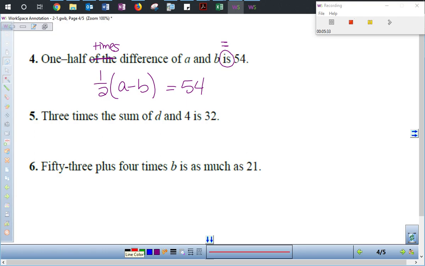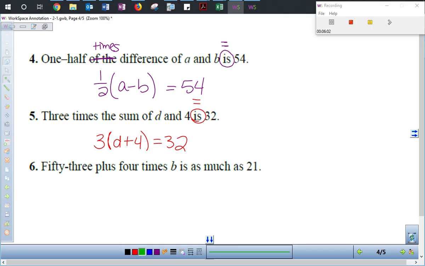Number 5, 3 times the sum of D and 4 is 32. So we have "is" representing our equal sign. On the left side, we're taking 3 times the sum of two things. So 3 times the sum is like saying 3 times the quantity of the sum of D and 4. So D plus 4 is 32.